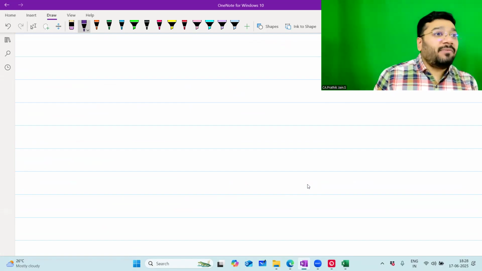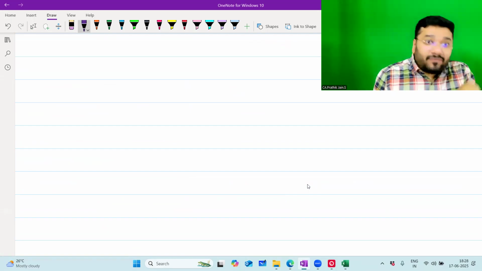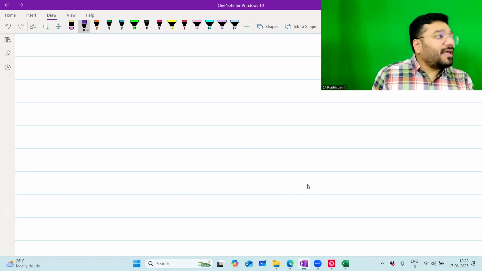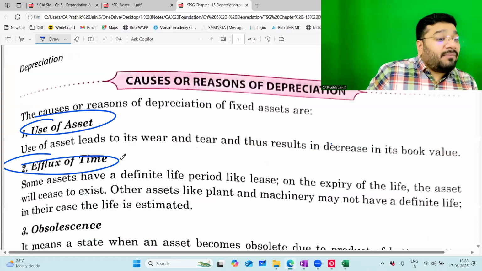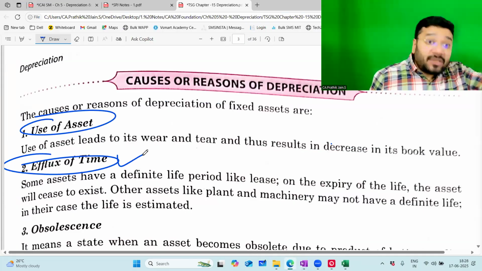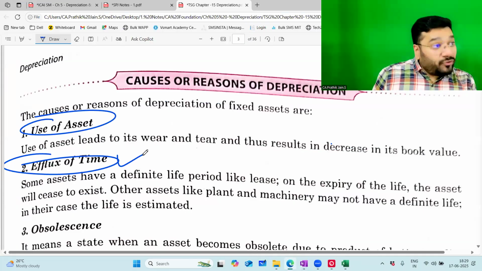In the previous concept, you use the asset, and the value of the asset reduces. Rough use of the asset, nobody will prefer to buy that kind of asset, so the value reduced. Understandable. Now I'm telling you that sometimes, even if you do not use the asset to that level, still the value of the asset reduces.